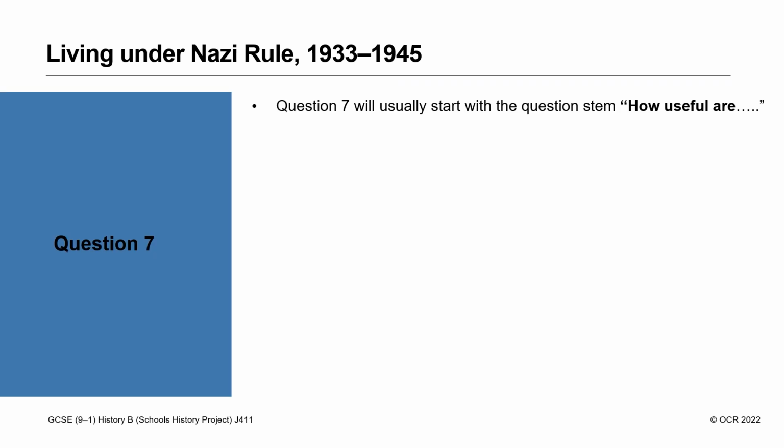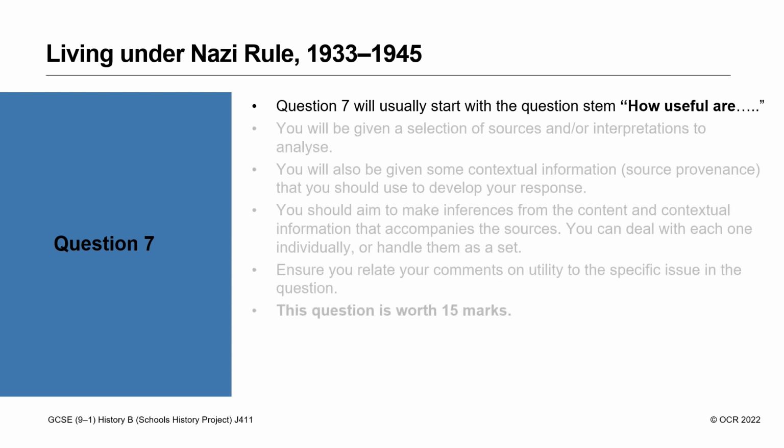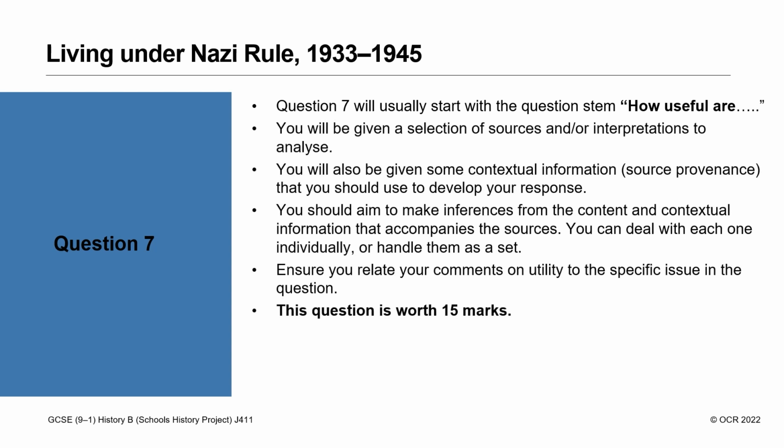Question 7 will usually start with the question stem, how useful are? You will be given a selection of sources and or interpretations to analyse. You will also be given some contextual information or source provenance that you should use to develop your response. You should aim to make inferences from the content and contextual information that accompanies the sources.